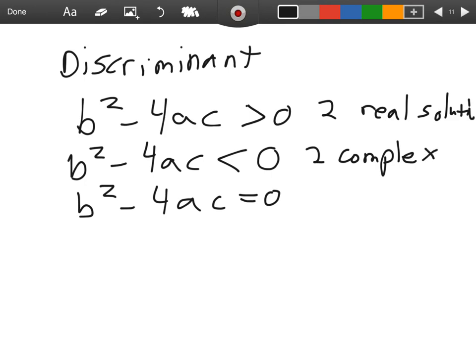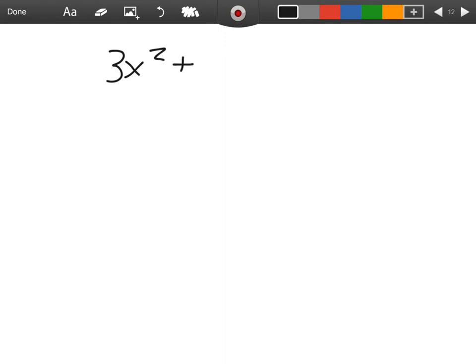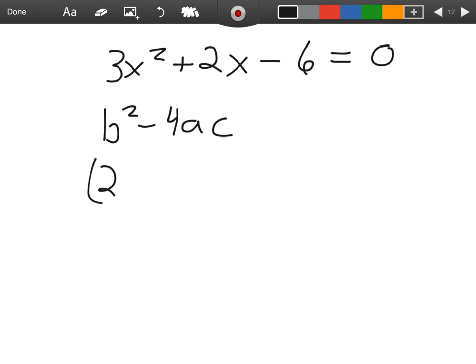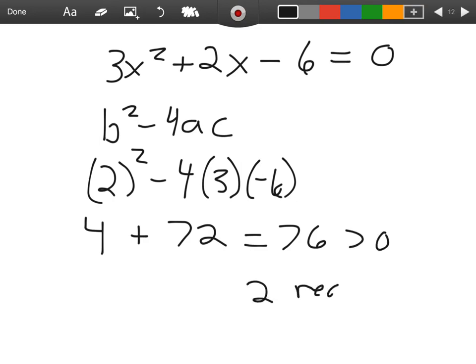And then, of course, if it's equal to 0, we're going to get rid of that plus or minus, so we have 1 real solution. So let's say I have 3x squared plus 2x minus 6 equals 0. What kind of solution are we going to have here? If we just look at the discriminant, it's going to be 2 squared minus 4 times 3 times negative 6. So that's going to be 4 plus 72, which is 76, which is greater than 0, so we have 2 real solutions. That's all you have to do.